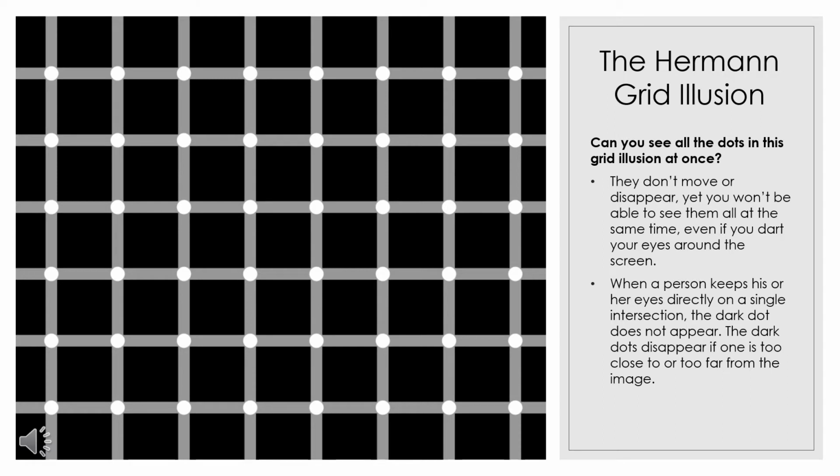The Hermann grid illusion. Can you see all the dots in this grid illusion at once? They don't move or disappear, yet you won't be able to see them all at the same time, even if you dart your eyes around the screen. When a person keeps his or her eyes directly on a single intersection, the dark dot does not appear. The dark dot disappears if one is too close to or too far from the image.